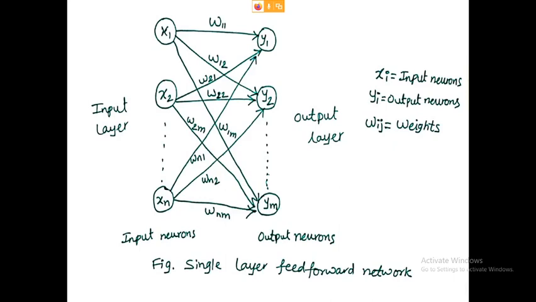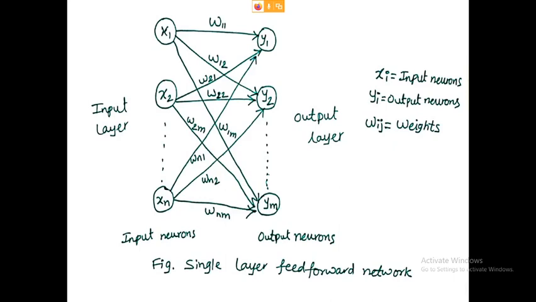What are the connection links? The connection link is there from x1 to y1, and the direction is also given. The direction is from x1 to y1. Arrow marks represent the direction of communication from input to output. The corresponding weights of the connection links are represented with the W variable, W11, W12 and so on. So W11 means the connection weight between x1 and y1.